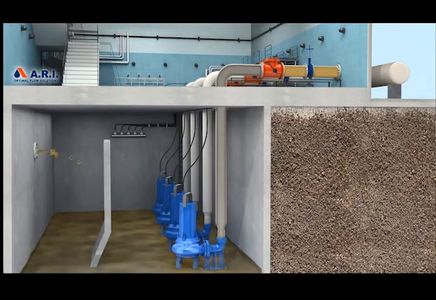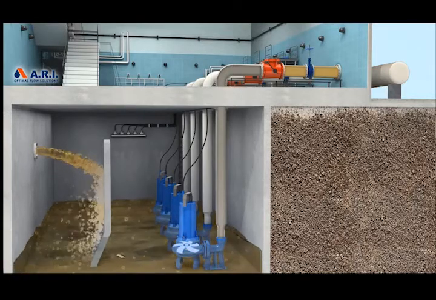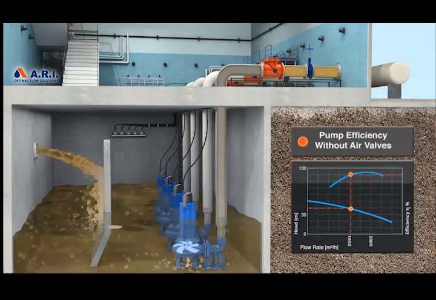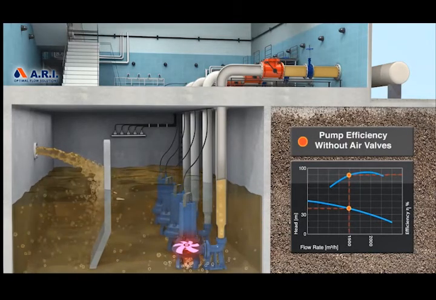Now the wet well is gradually filling up according to demand, according to the float design. On our right, we can see the pump efficiency curve. And right now, this is a scenario of filling the system without an air valve at all. So we're filling a system.